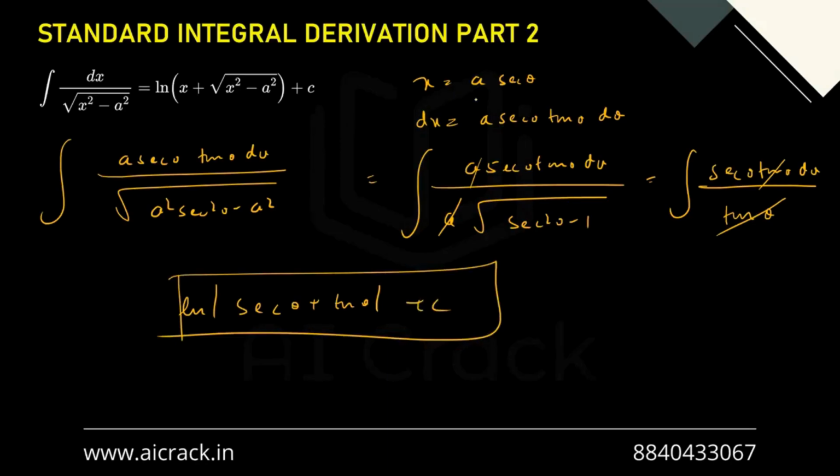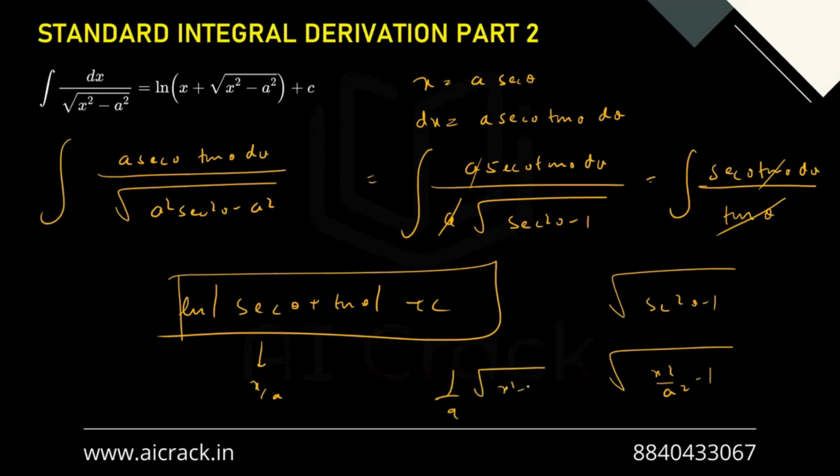Now we know that sec theta is x by a. So we can write this as x by a. And for tan theta, we know that tan theta is under root sec square theta minus 1, right? So sec theta is x by a. So we can write this as under root x square by a square minus 1, right? If we take LCM over here, we'll be getting 1 upon a under root x square minus a square, right? So we can write this as over here.